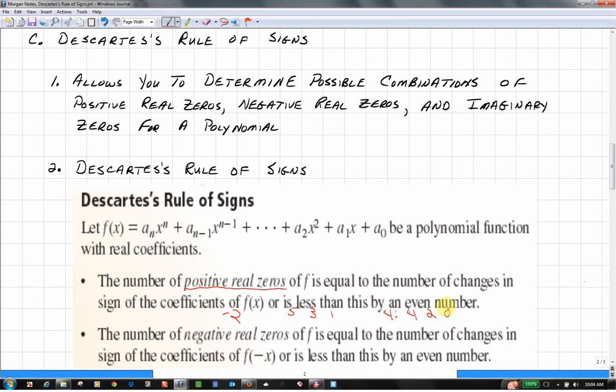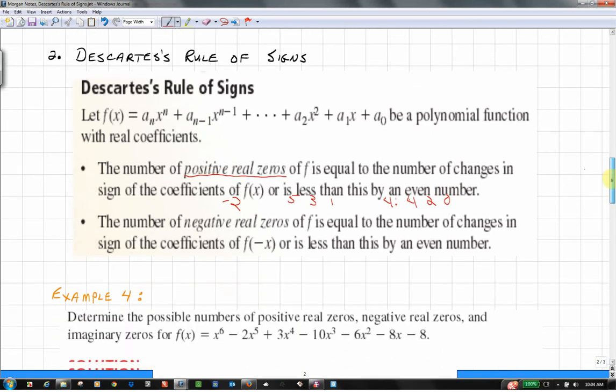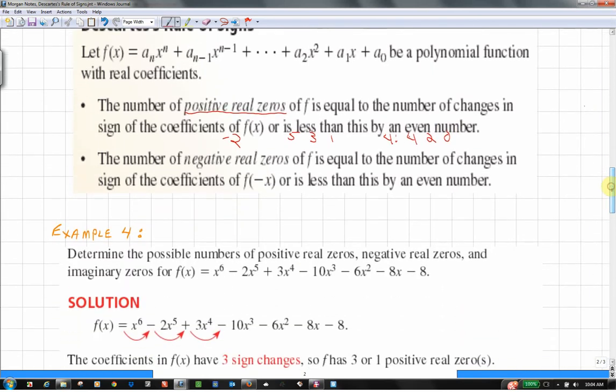Now, to find the number of negative real zeros, what I do is I actually put a negative on all my x values. Then I figure out how many sign changes there are going to be doing that. That tells me the number of negative real zeros. And it's the same thing. That's the maximum number they could be, or it could be less than that by any even number.